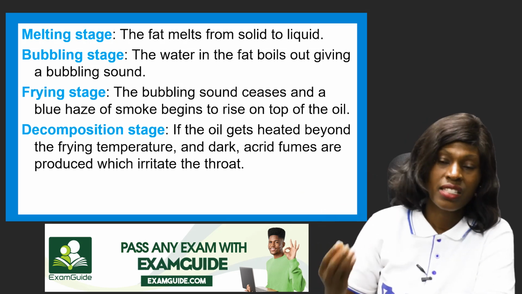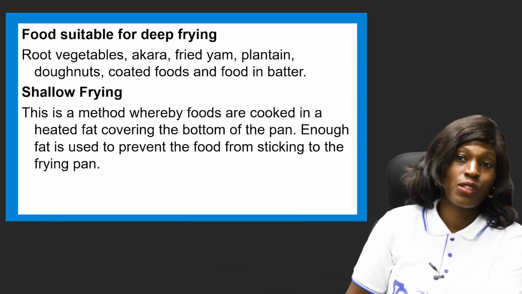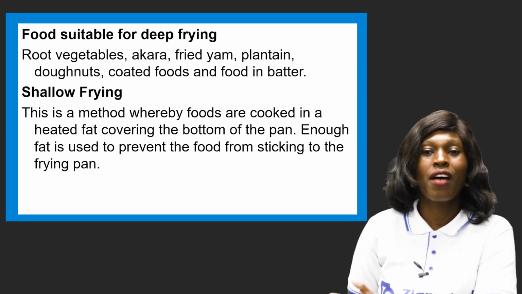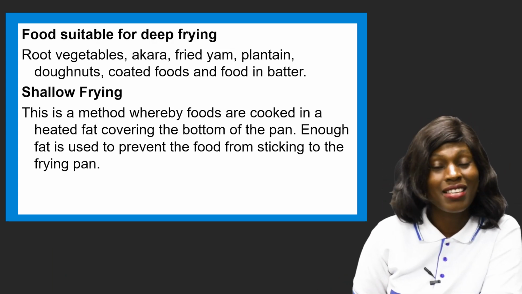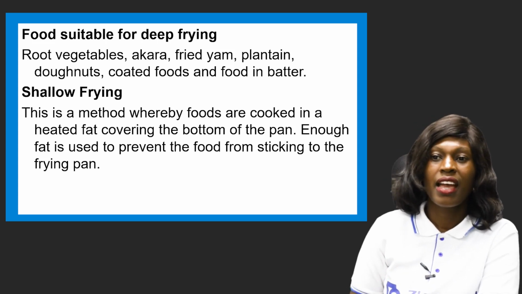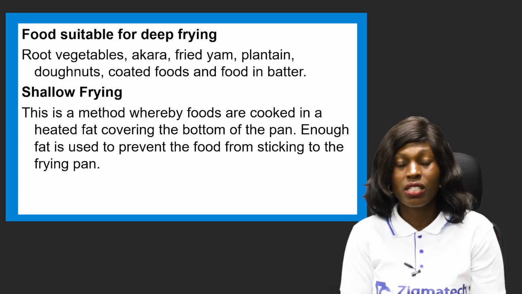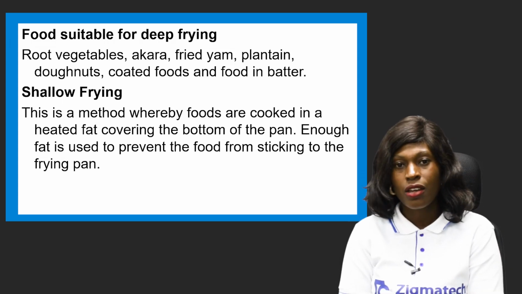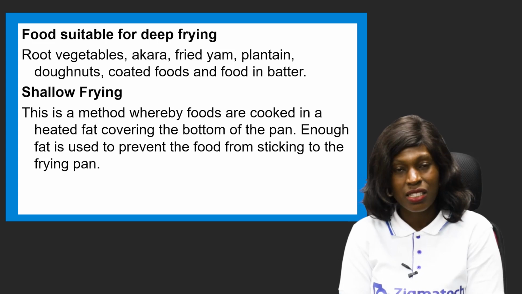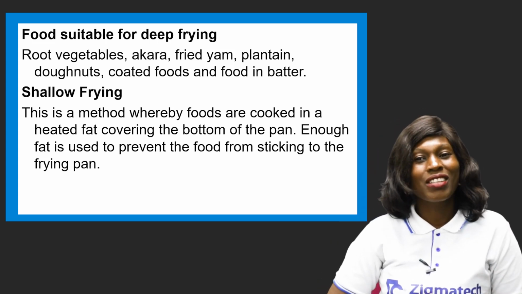Now let's look at the foods that are suitable for deep frying. You have your root vegetables, then your bean cake, your akara, then your fried yam, plantain, donuts, coated foods, and foods in batter. You can deep fry these foods. They're very suitable for what? Deep frying.